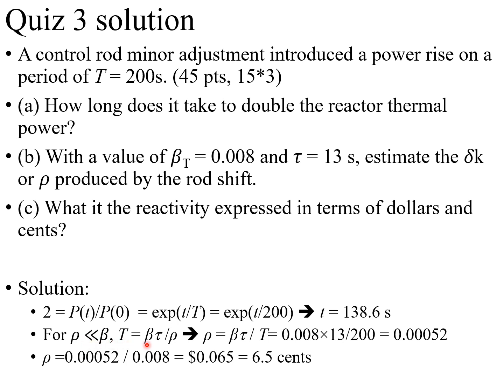equal to this equation. If rho is larger than beta, we have another equation, which I will show later in this course. So T is 200 seconds, and beta is given as 0.008. If beta is not given, then we have the default value, 0.0065. The tau here is 13 seconds, and if tau is not given, then we have another default value.